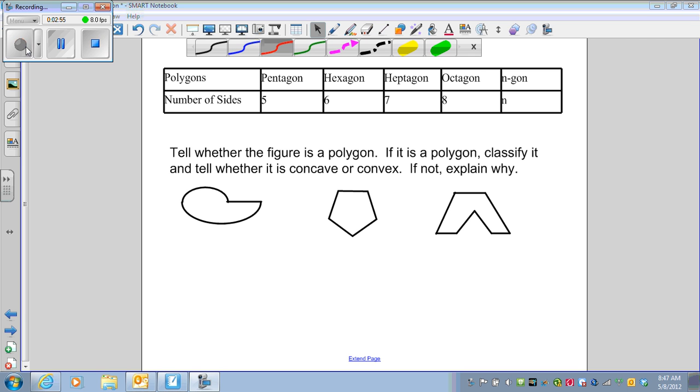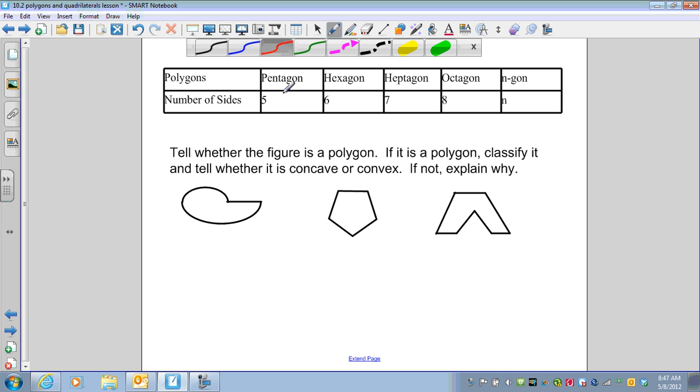So here's a table that goes over the number of sides and the name of a polygon. So we have a pentagon, which is 5, a hexagon, which is 6, a heptagon, which is 7, and an octagon, which is 8. And then we have something called an n-gon, where n can be any number. So say it had 10 sides, you would put a 10-gon. Or a 20-gon, or an 11-gon. You just write it that way.